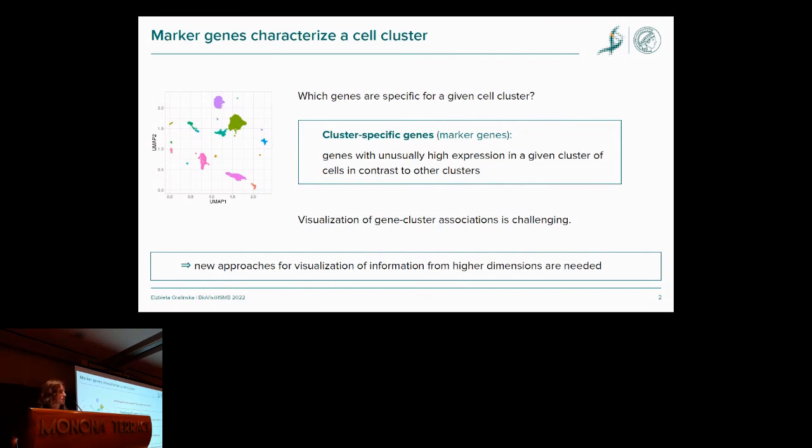Of course, visualization of such results or gene cluster associations would be more helpful to get more insights into the data. But the problem with single-cell data is that such data is usually very high-dimensional, so we have information from thousands or even millions of cells. That's why we usually have to apply some dimensionality reduction methods, and by doing this, we reduce the amount of information from our data. That's why we think that it would be useful to have a new approach for visualization of gene cluster association information also from higher dimensions.